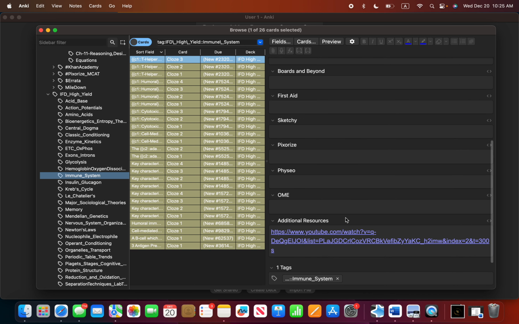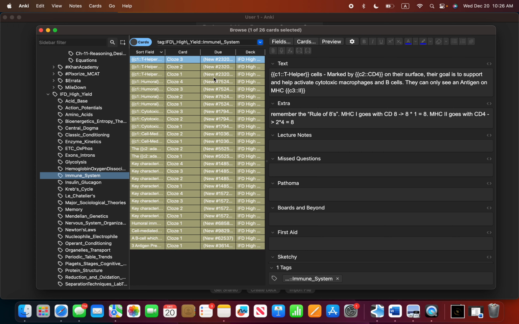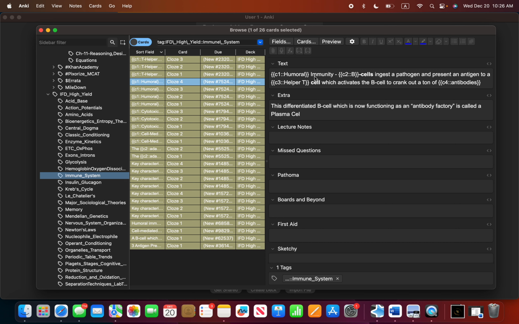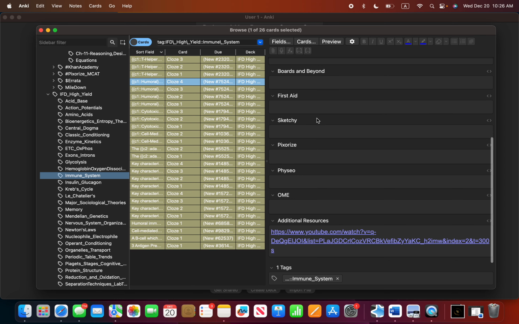Nice. We have a YouTube link too. We'll come back to this. This is all the same concept. Humoral immunity: B cells ingest a pathogen and present an antigen to a helper T cell, which activates the B cell to crank out a ton of antibodies. This differentiated B cell, which is now functioning as an antibody factory, is called a plasma cell.